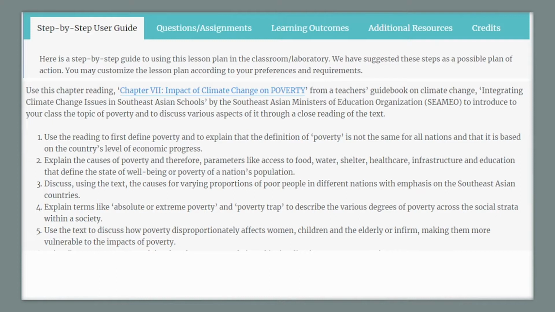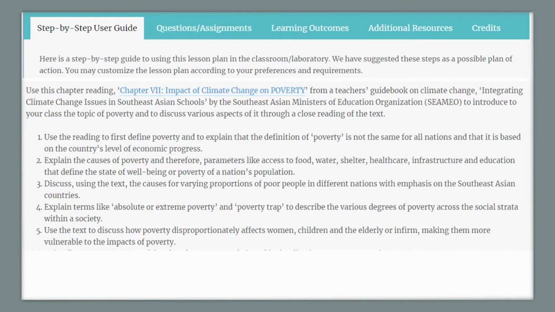You can use this reading to first define to your students what is poverty and the fact that poverty and the definition of it may not be the same for all nations. It is based on a country's individual level of economic progress. When you have your students understand the causes of poverty, parameters like access to food, water, shelter, healthcare, infrastructure, education, all of these define the state of the well-being or poverty of a nation's population.